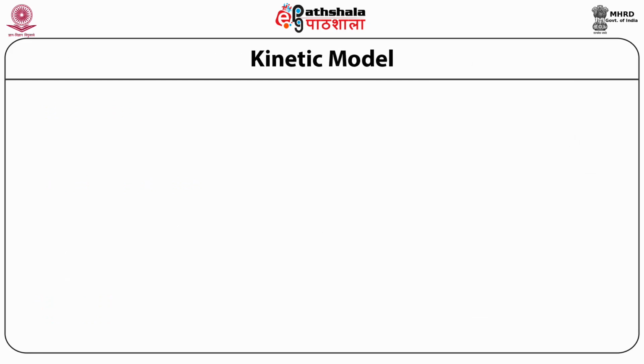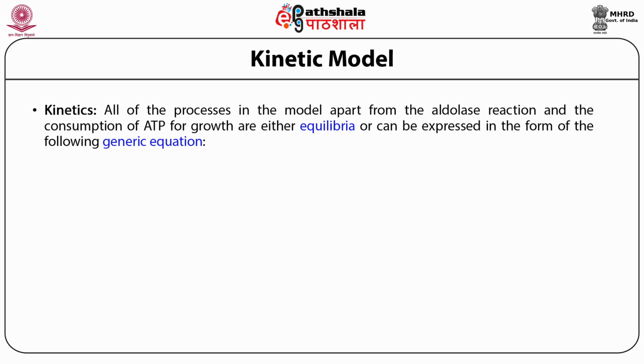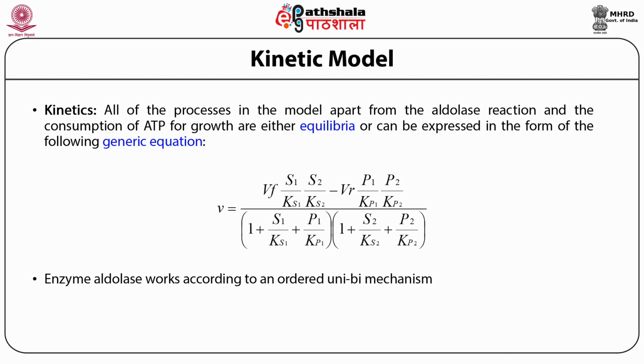To have the kinetic modeling, obviously we require the kinetics. So one has to understand the kinetics of all the equations, which is the focus of our research. Hence, if we are looking at certain enzymes and their metabolites, let us say enzyme aldolase works according to an ordered uni-bi mechanism, then this will be the generic equation. The simple generic equation has been shown. However, we have to modify them accordingly.